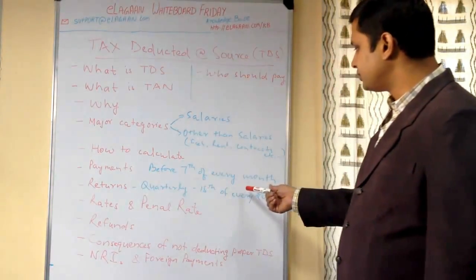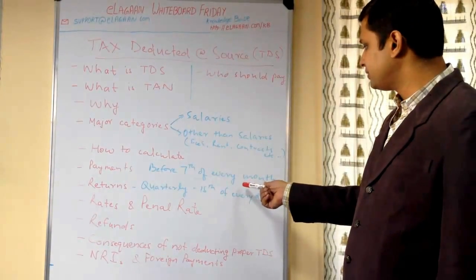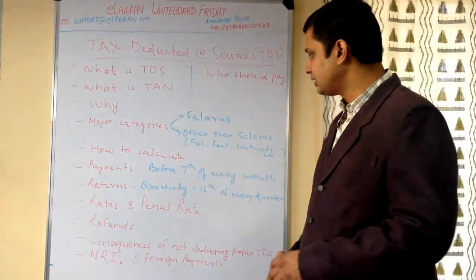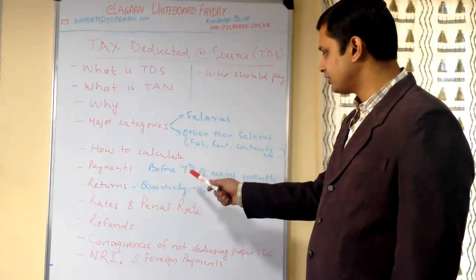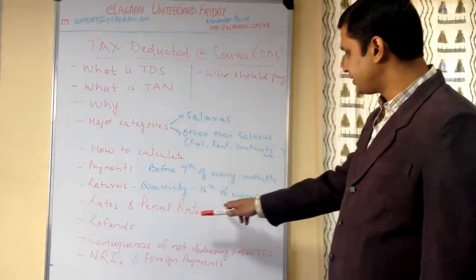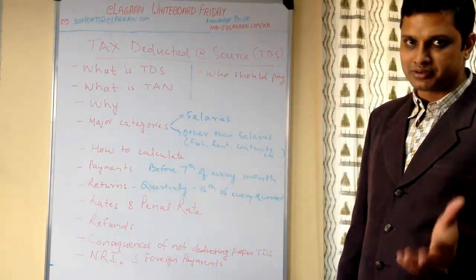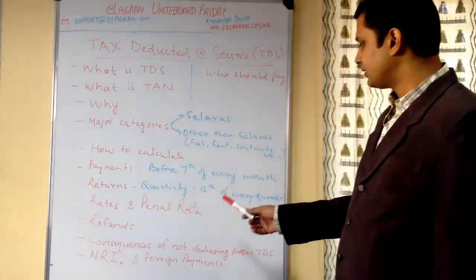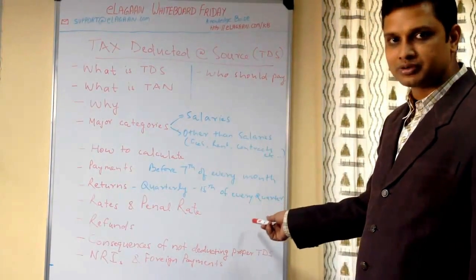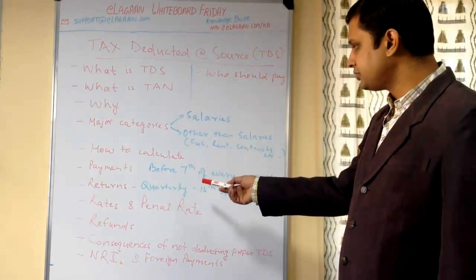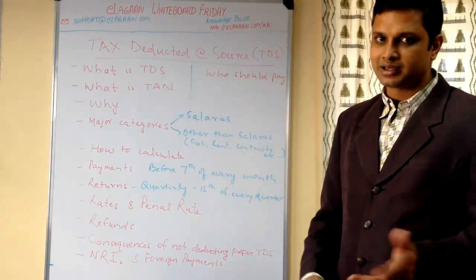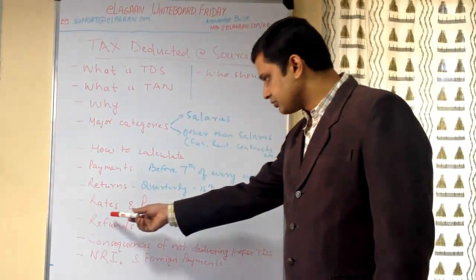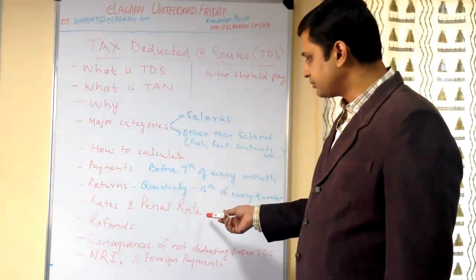Payment is due every month. You have to make a payment every month before 7th. Otherwise, you incur interest on the delay for the payments which have not been made. Returns are filed every quarter before 15th of every quarter. So your quarter is April, May, June, and July, August, September like this. So September returns should be filed by 15th of October or so. If you don't file returns, then there could be a penalty for delay in filing of returns. Now, recently the government has introduced something called penal rates.